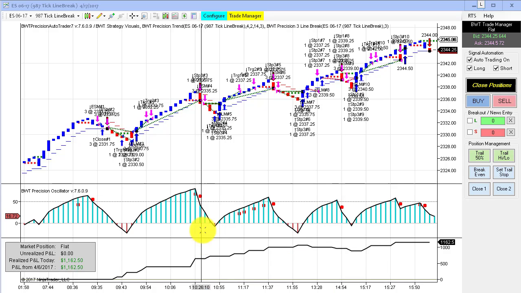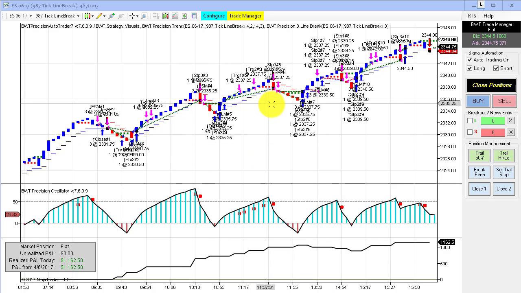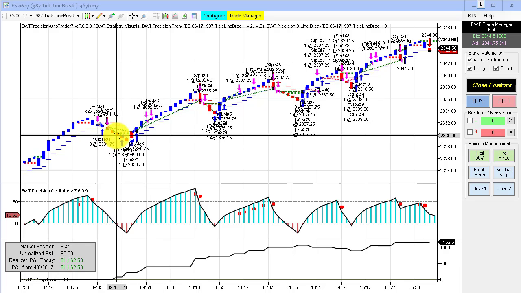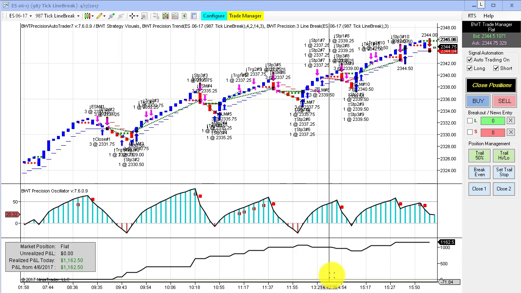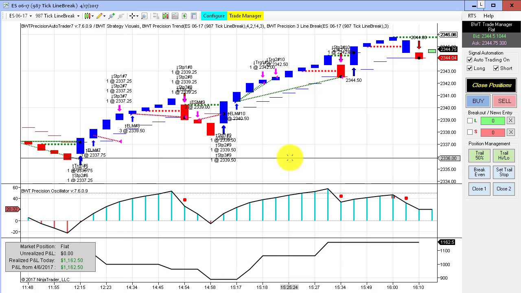You can see the trades here. We hardly had any losers. Most of them were winning trades, and really nice trades, I might add.